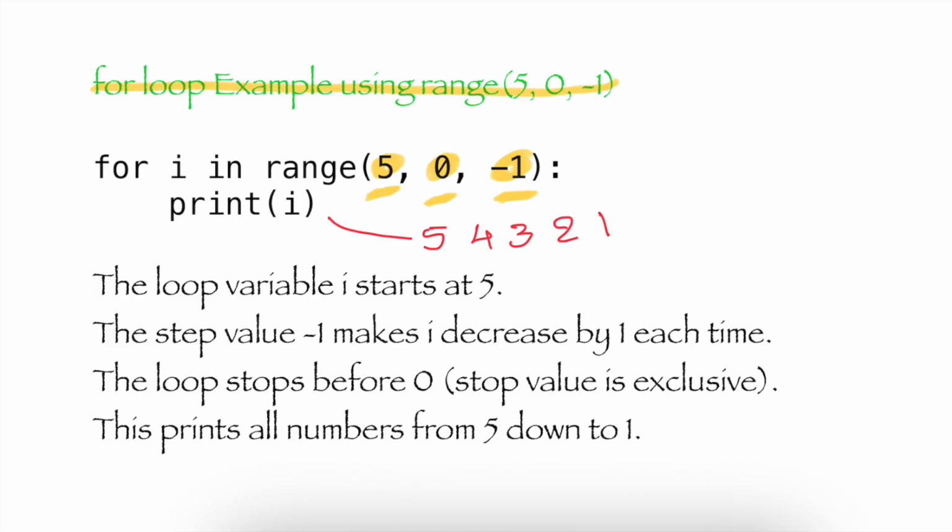So that's how range-based for loops work in Python. Once you understand how start, stop, and step behave, especially the fact that the stop value is exclusive, you'll be able to write loops very confidently.